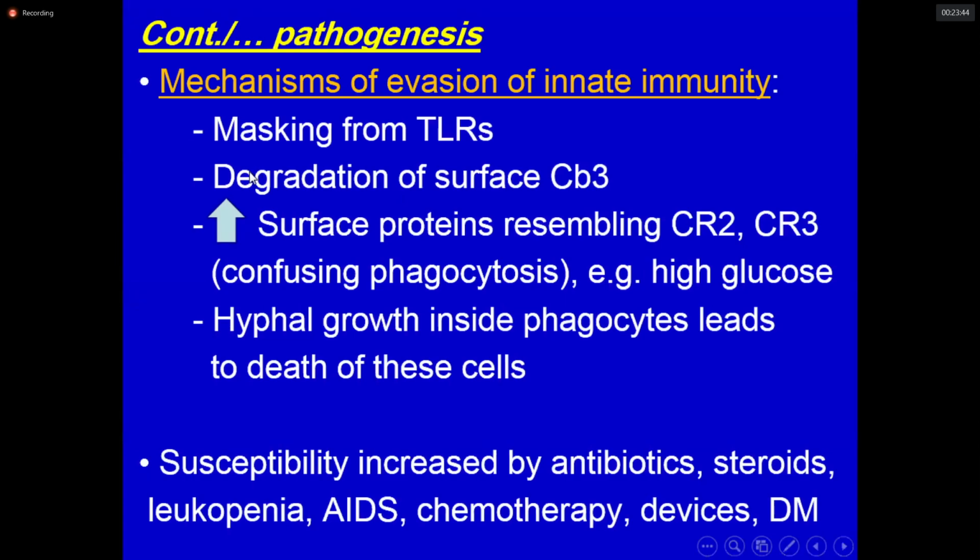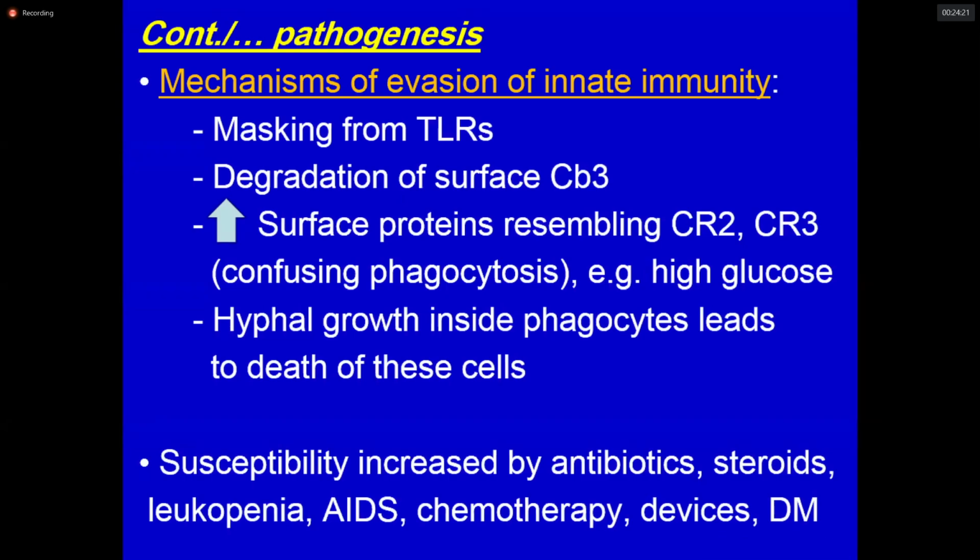Also, this microorganism can increase surface proteins resembling complement receptors, which are CR2 and CR3. This is a very important point. Increase surface proteins similar to complement receptor, CR2 and CR3. It means complement receptor 2, complement receptor 3. This will confuse the phagocytosis.